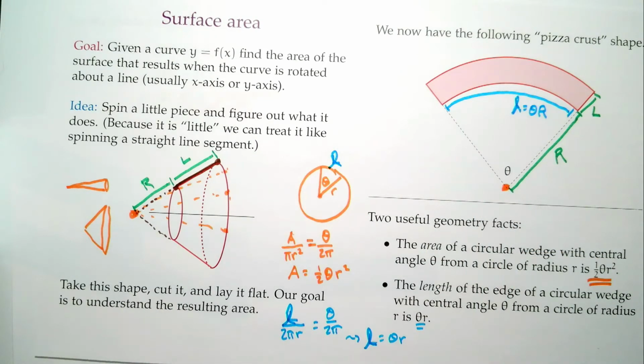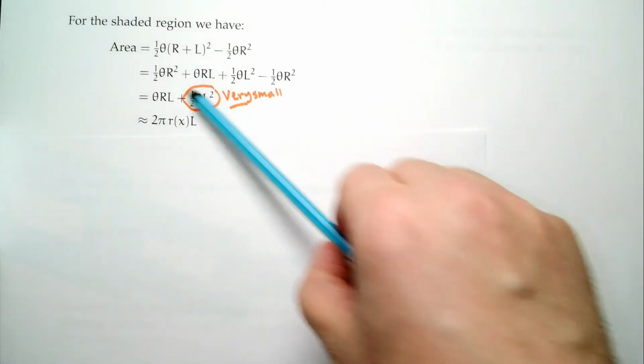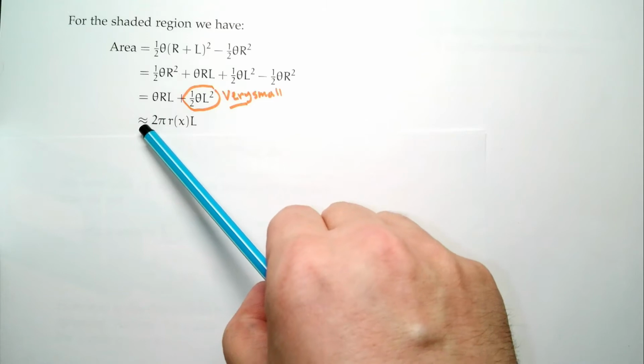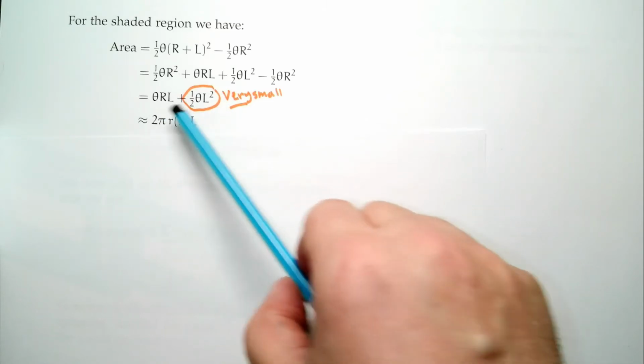Well, let's see what the paper says it is. And let's see if we agree. 2 pi times r of x times L. So the second term we just knock out. That's why it becomes an approximation. The approximation is because we're getting rid of this very small term. Now we have to think about what's happening.